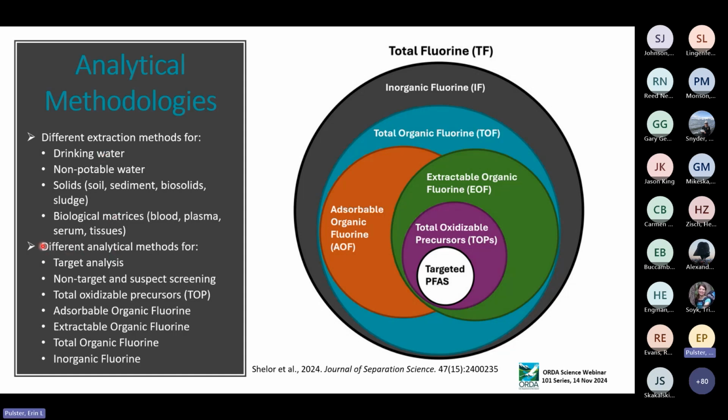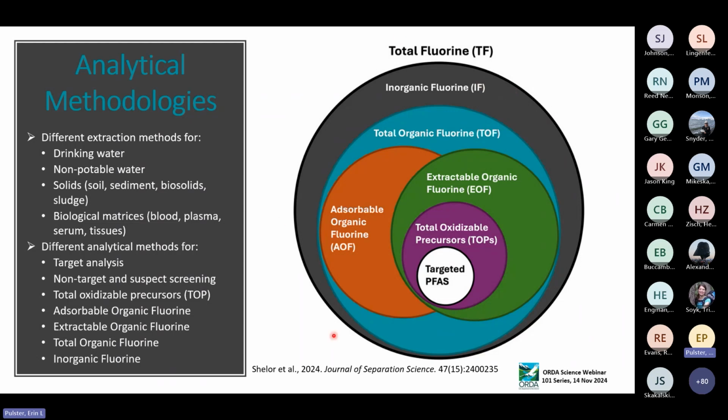There are different analytical methods for measuring targeted PFAS. Those are a known list of PFAS. EPA 1633 consists of about, I think, 40 or 50 compounds. Then there's also the TOP assay, or total oxidizable precursor. This is going to give you those PFAS precursors. Then there's the extractable organic fluorine, adsorbable organic fluorine, and total organofluorine and organic fluorine.